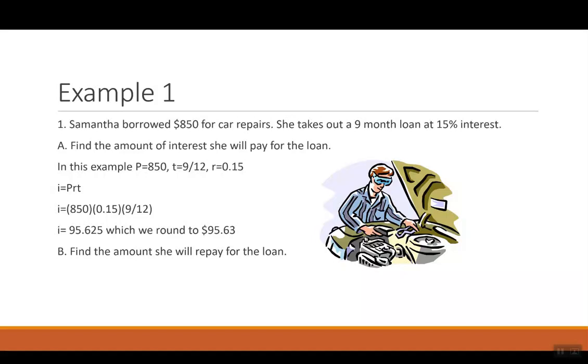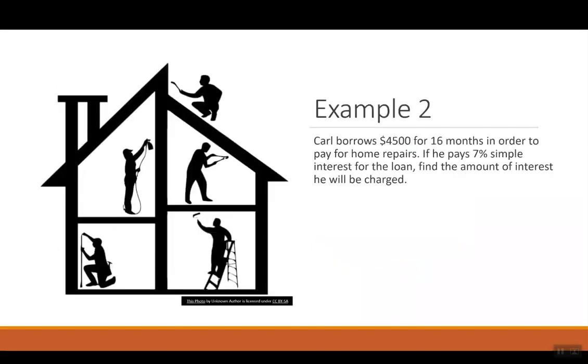When she repays the loan, she has to pay both the amount she borrowed, $850, plus the $95.63 she pays in interest. Think of it as the fee for borrowing the money. So together, when it's time to pay, she's going to pay $945.63. So let's try again.